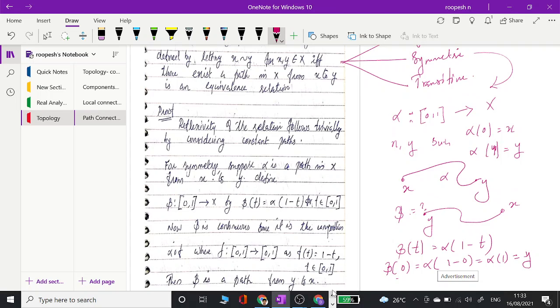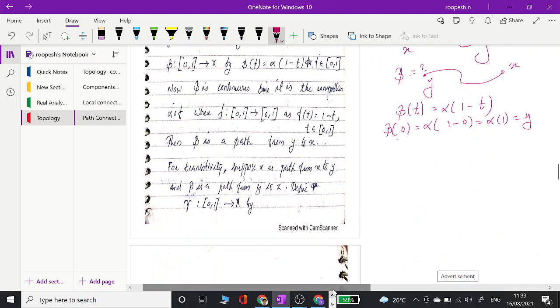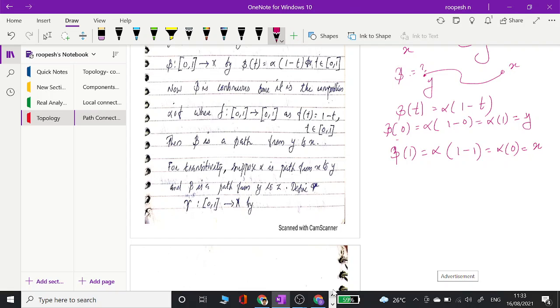In the same way, you can have beta of 1. So beta of 1 equal to alpha of 1 minus 1, that's equal to alpha of 0. Alpha of 0 means the starting point of alpha, that is x. So beta ends at x. So beta is a path from y to x. That we have shown here.